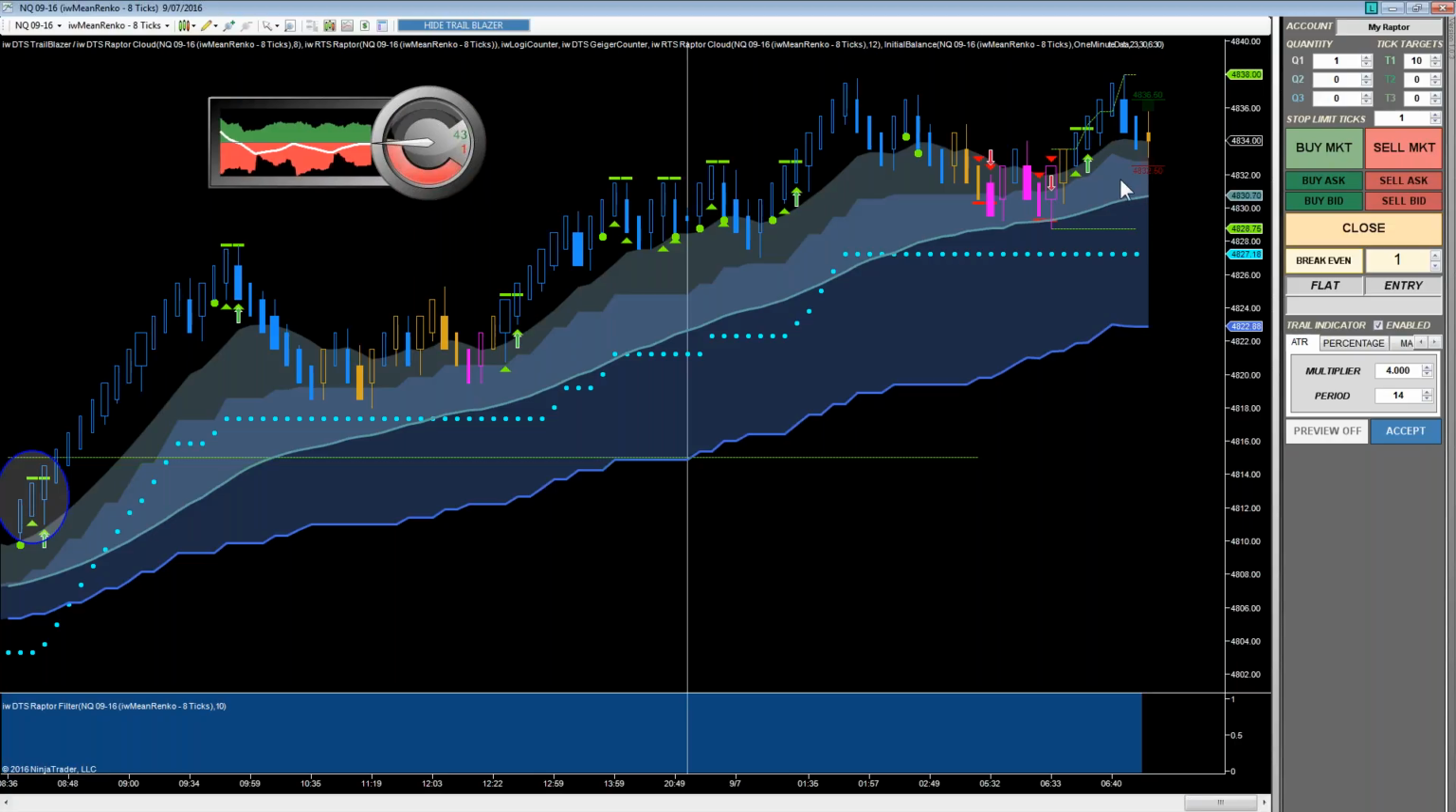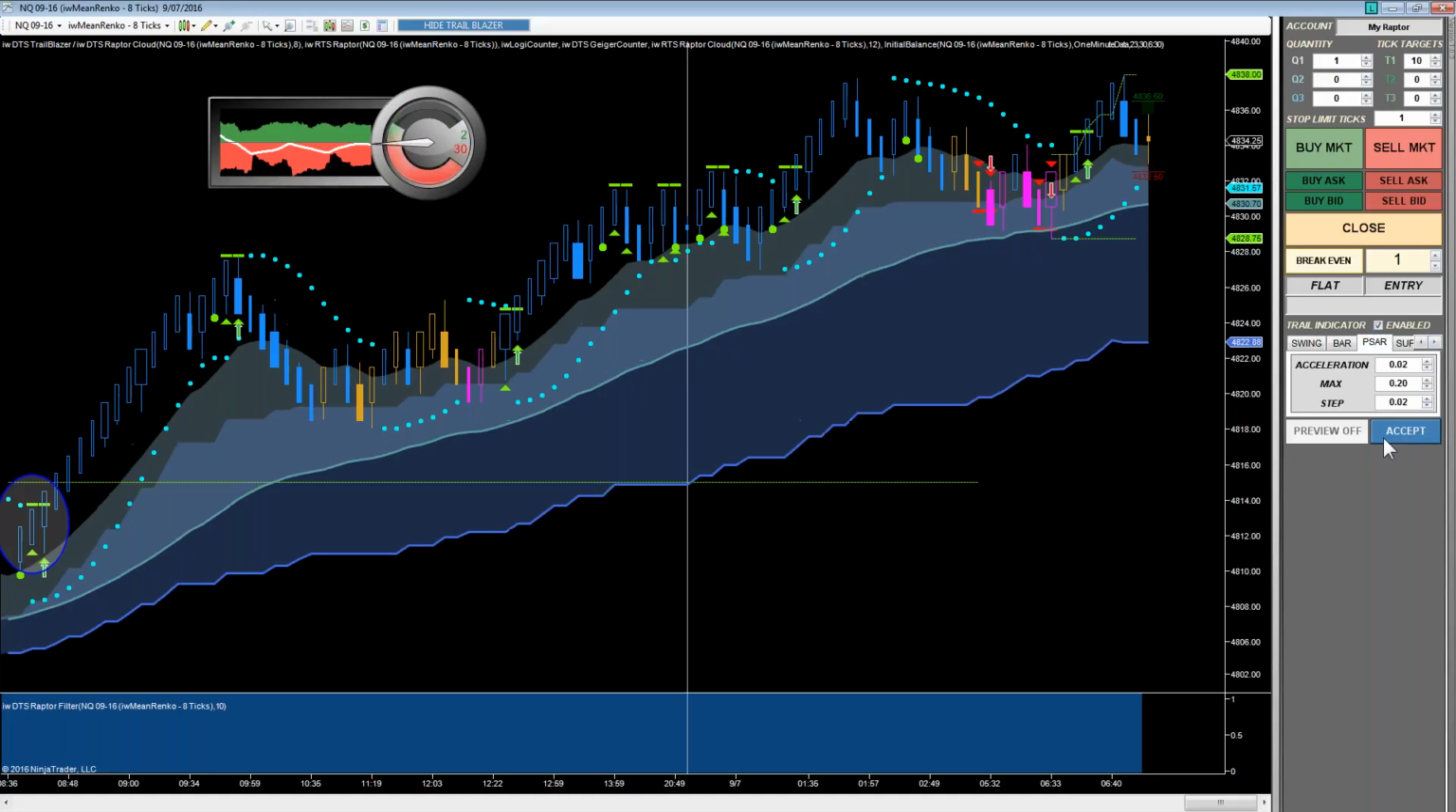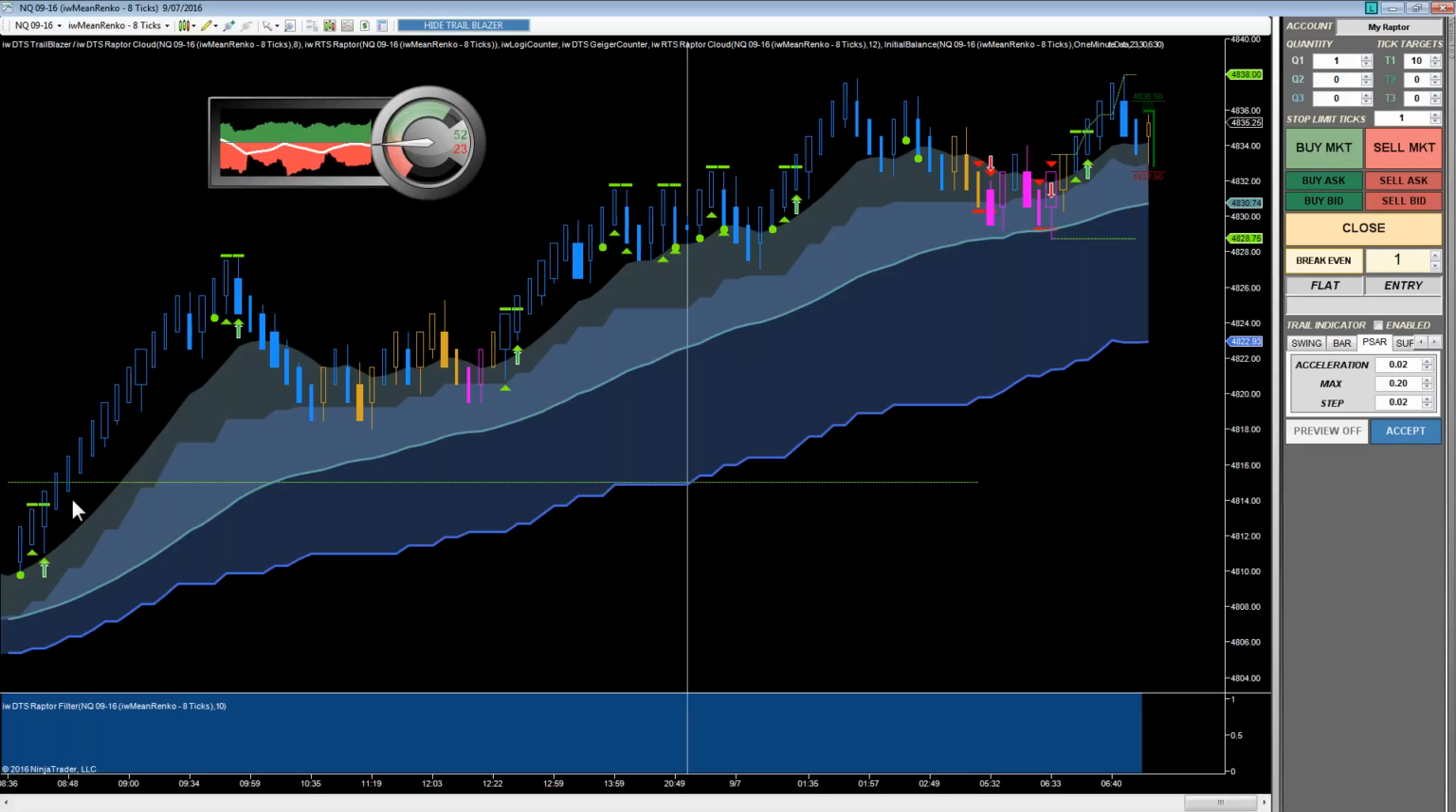So if you've already got a lot of open profit here, as you would, you may consider, well, maybe I'll go with this tighter stop strategy. Maybe I'll change to parabolics now and take the stop out. So very useful tool. And as I mentioned, it will work on any chart style.